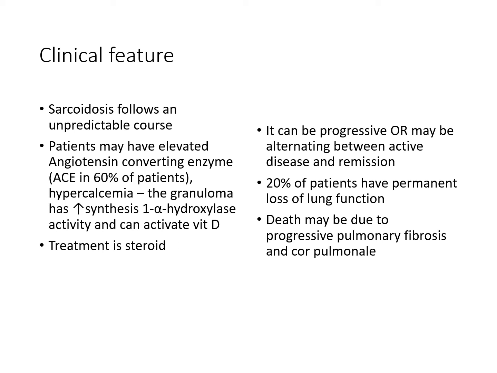Sarcoidosis can be progressive or may be alternating between active disease and remission. 20% of patients have permanent loss of lung function, and death may be due to progressive pulmonary fibrosis and cor pulmonale.